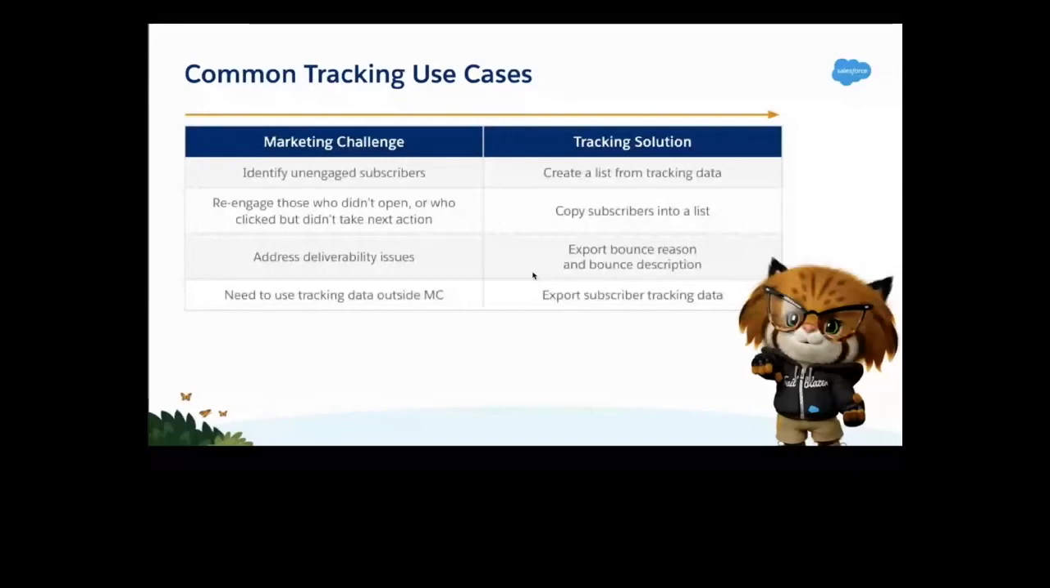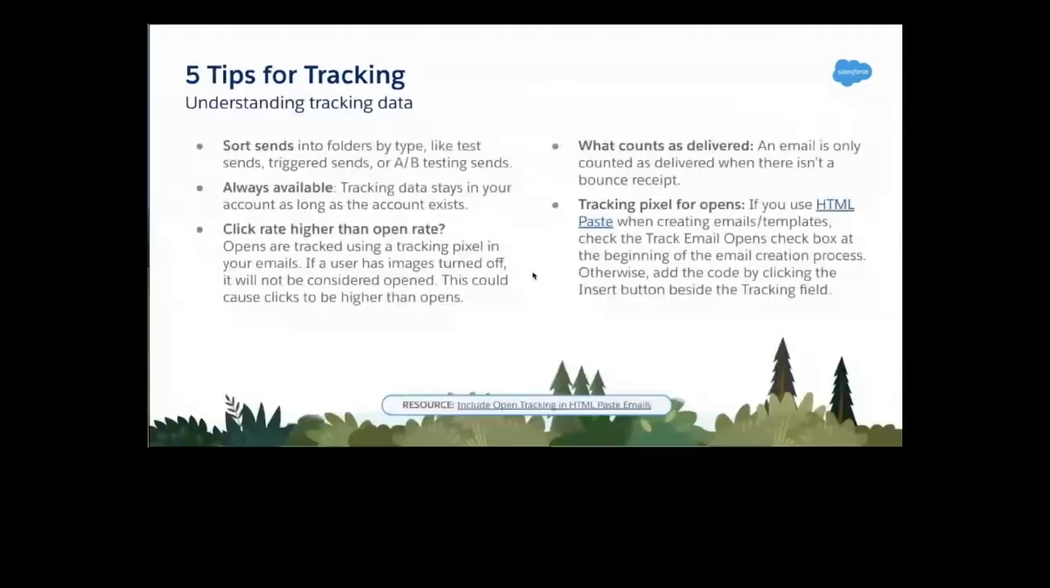There are some tricks or tips for tracking. First of all, everybody needs to understand the tracking data, saying what all the sends are. You can sort sends into folders by type, like test sends, trigger sends, or A/B test sends. Whenever I click on tracking, you see multiple options on the left-hand side. Under tracking, you see mass send, single send, trigger sends, journey sends, A/B testing. Under this, you see multiple send options.